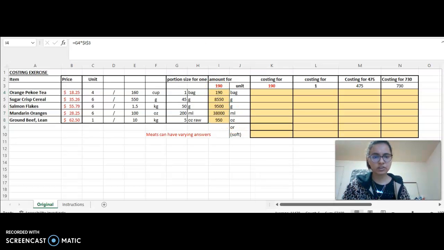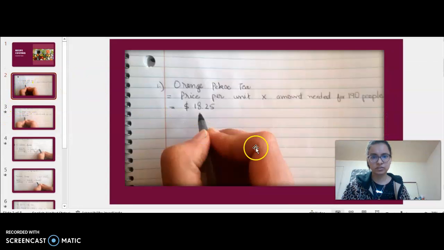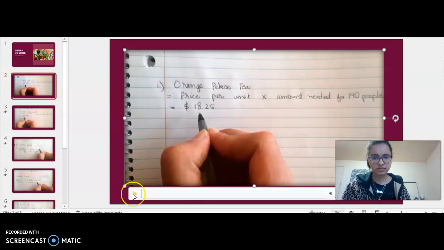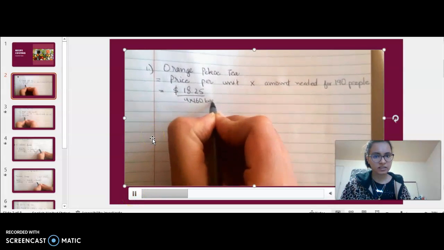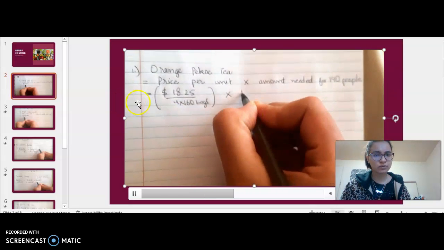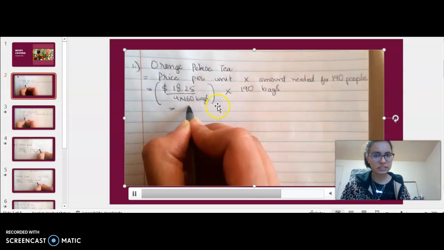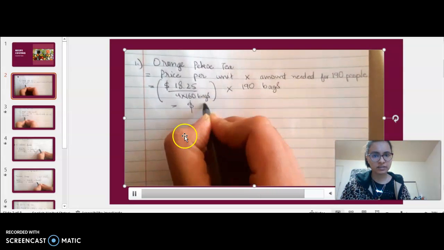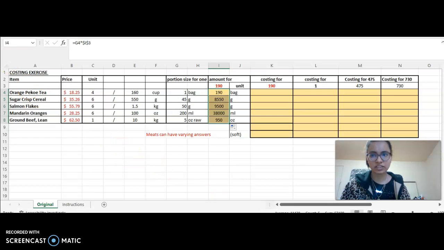So firstly, for orange pekoe tea, we need to calculate the cost. So you can see we do it like this: price per unit into the amount needed for 190 people, as we calculated earlier. So it's 190 bags, and so multiplying it, we get $5.42. So we just need to type this in the Excel sheet.